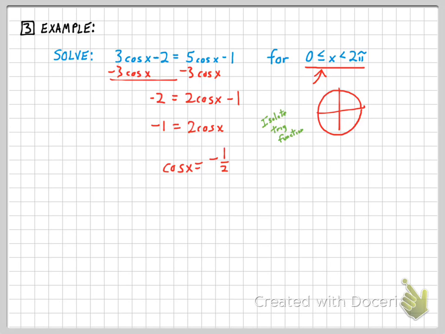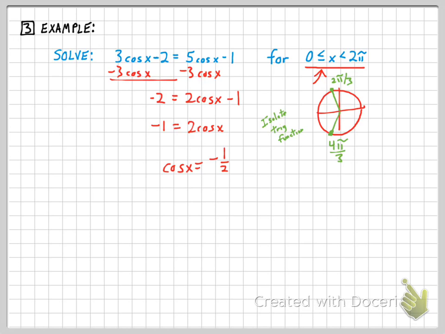Okay, so if I go back up here to my picture and I think about the places where I'd have a cosine of negative 1/2, there's going to be a second quadrant answer and a third quadrant answer. 2 pi over 3 is the one in the second quadrant. 4 pi over 3 is the one in the third quadrant.